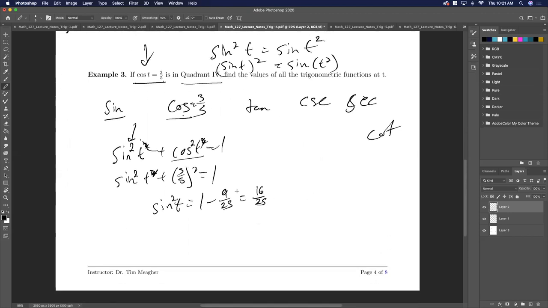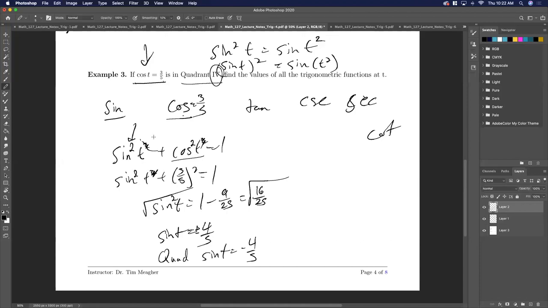All right, so here I'm going to take the square root of both sides. And so I get sine of t is equal to the square root of 16 over 25, which is the same thing as 4/5. But remember what quadrant we're in. We're in quadrant 4, and it's really plus or minus this. Since we're in quadrant 4, sine of t is equal to the negative version. So that makes sense how I solve for this.